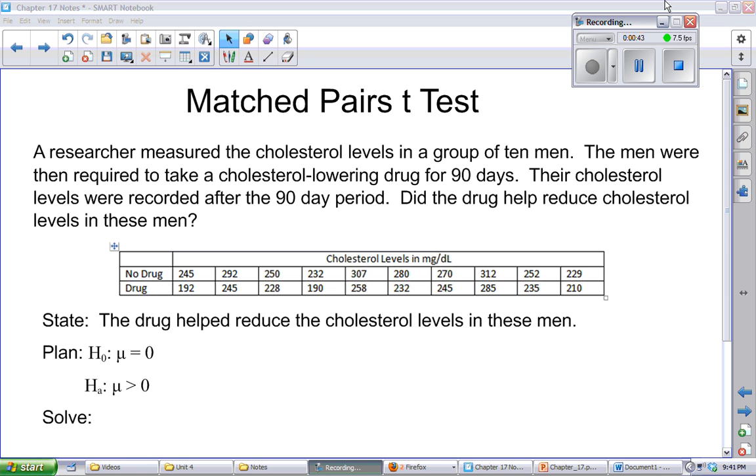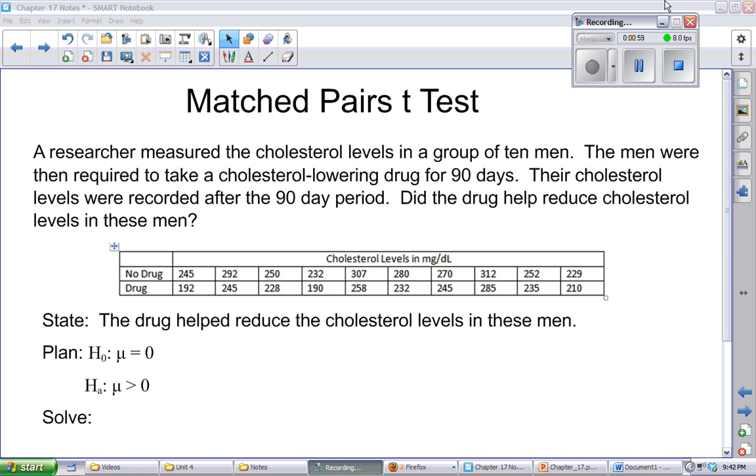A matched pairs t-test could actually be conducted by taking the first column, subtracting the second column, and then running a one sample t-test on the difference. That is why they are directly related tests. So let's go ahead and look at the paired t-test that you have in your notes.